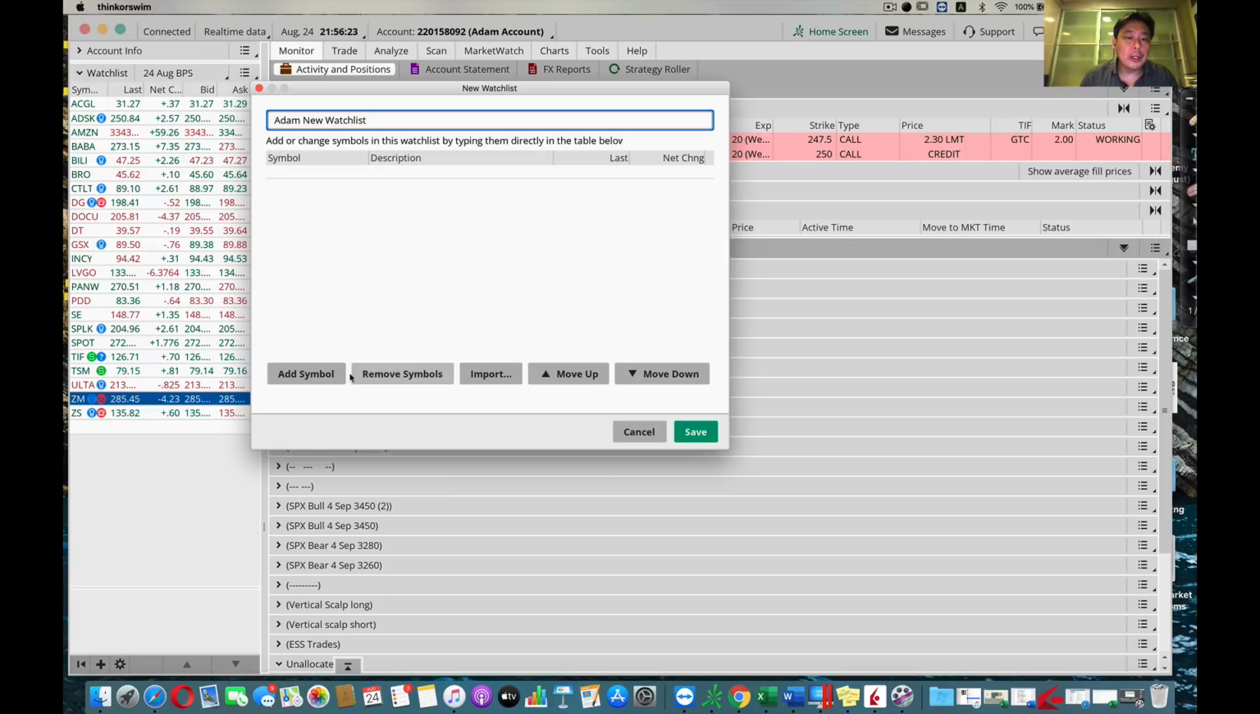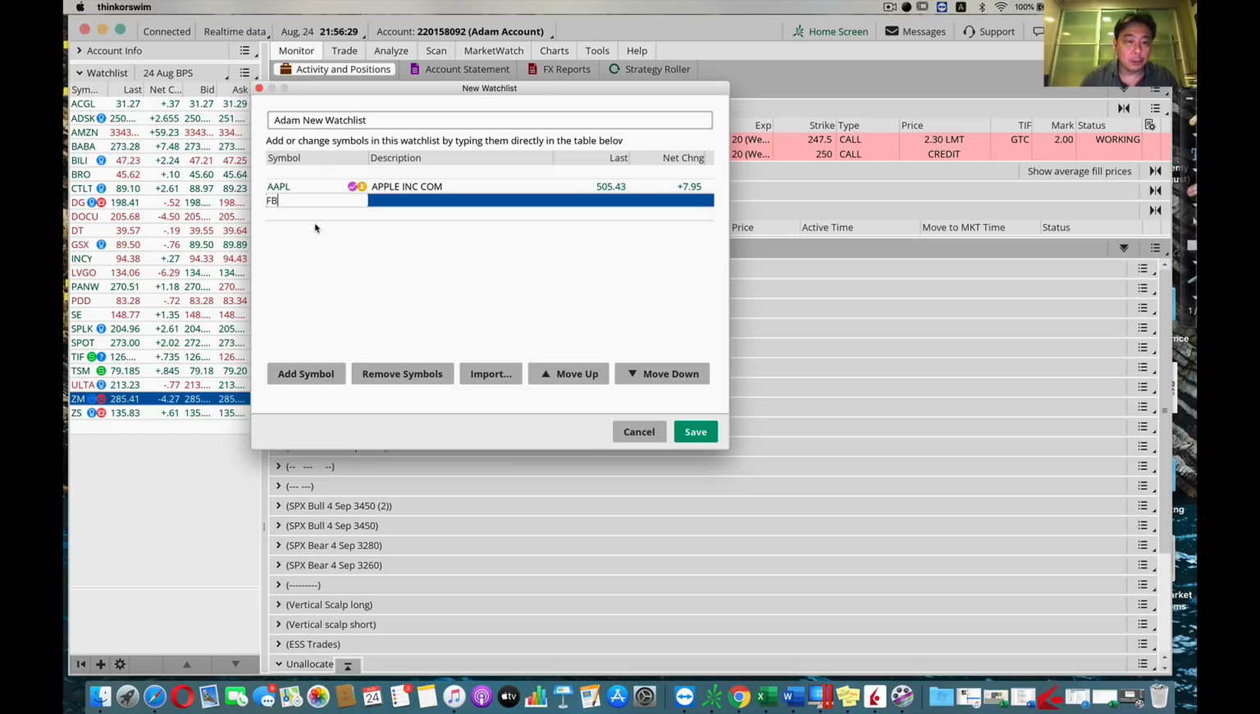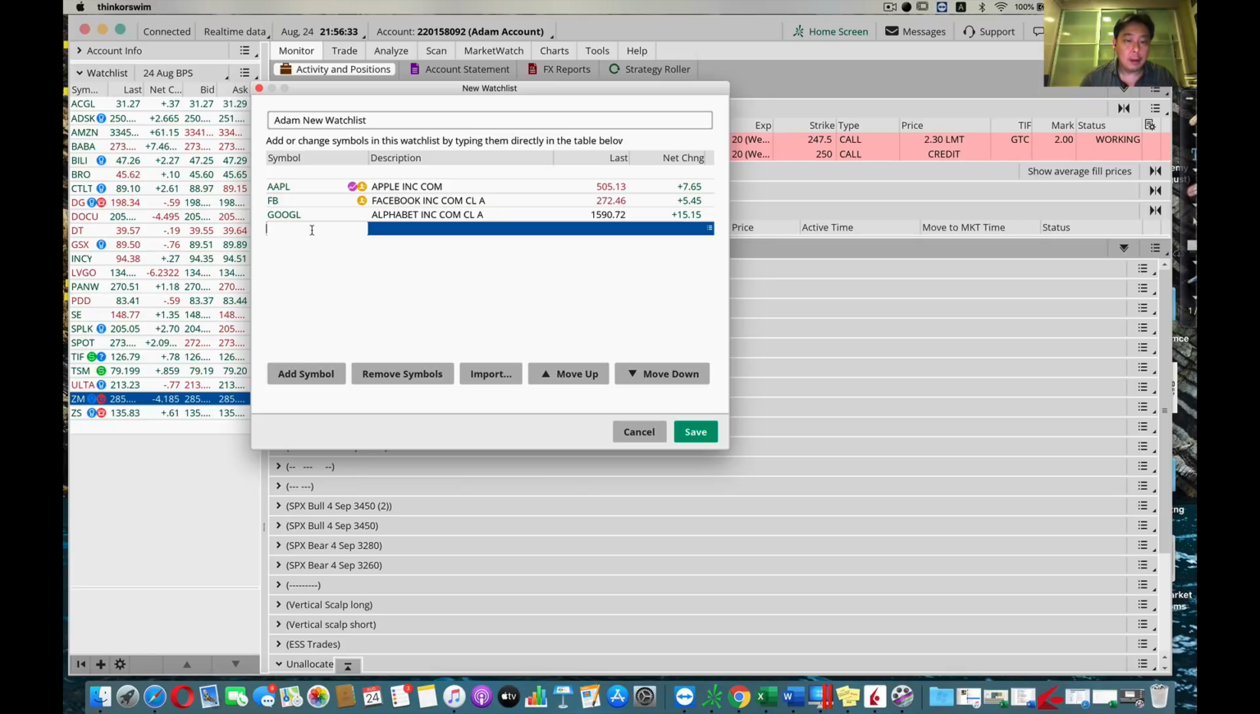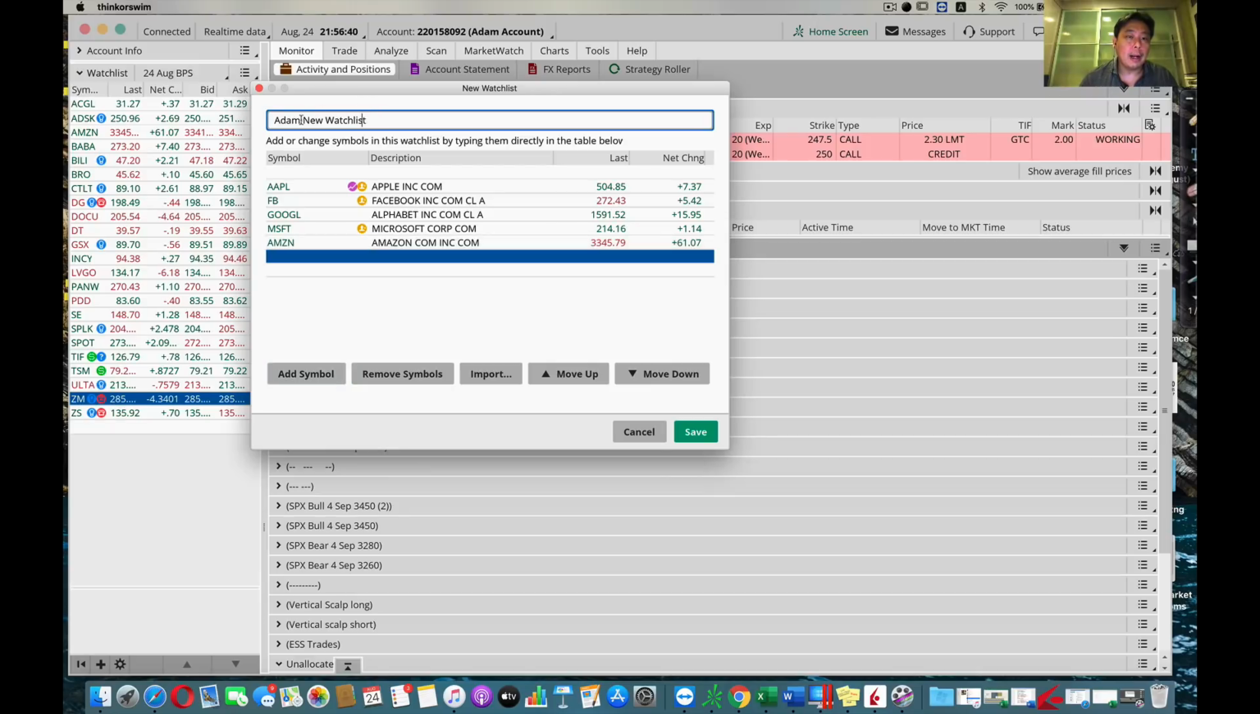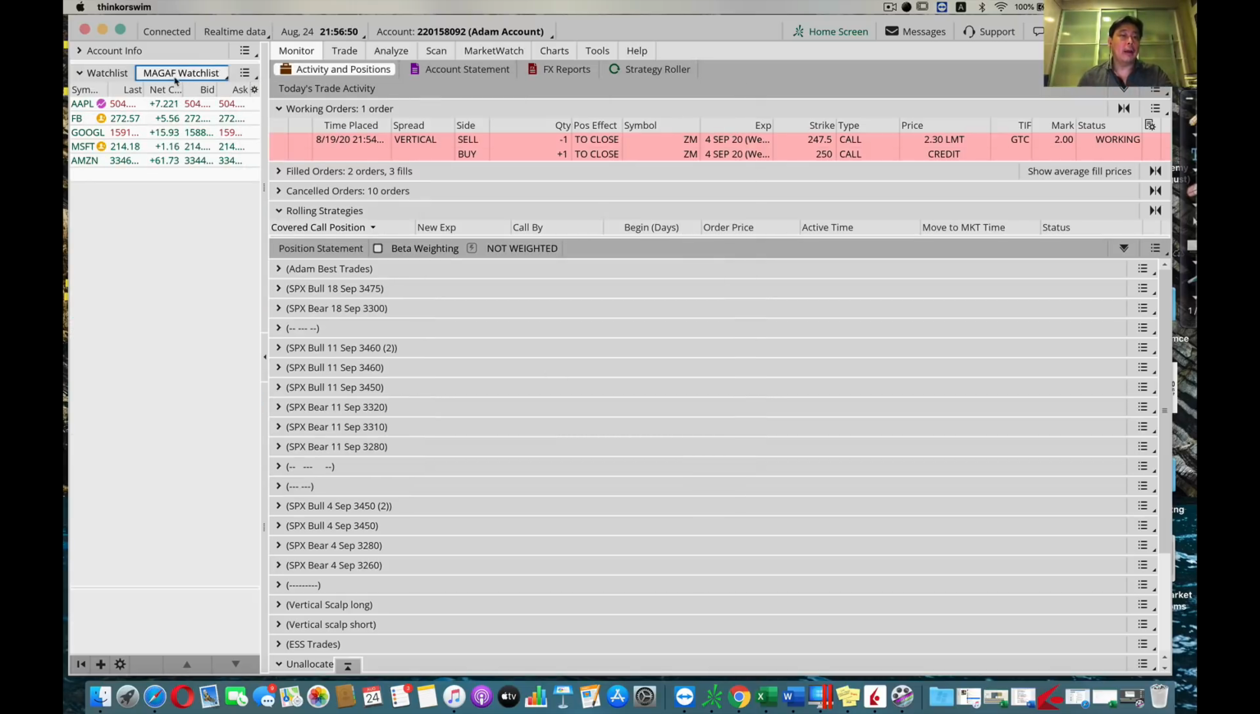Under this watch list, I can add whatever symbols I want. So Apple, Facebook, Alphabet, Microsoft, Amazon. And again, I could call this my MAGAF group. Did I miss out anything? Yeah, okay. Save, and there, I've got that watch list over here.